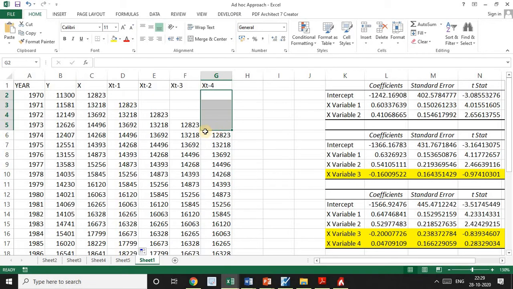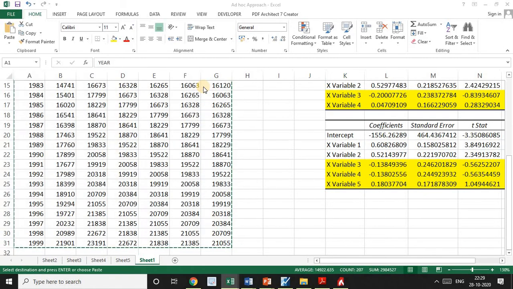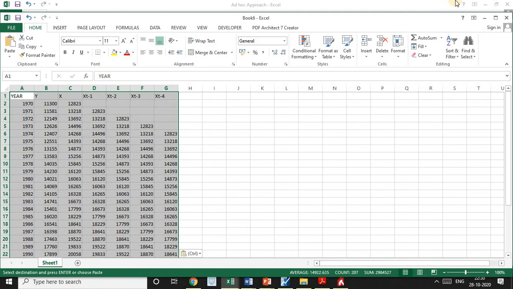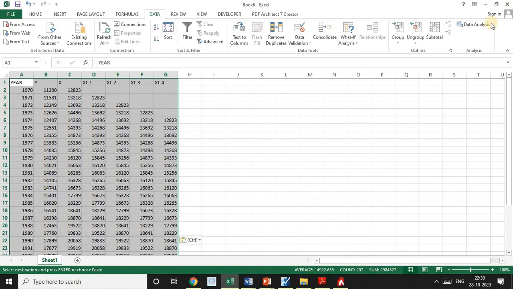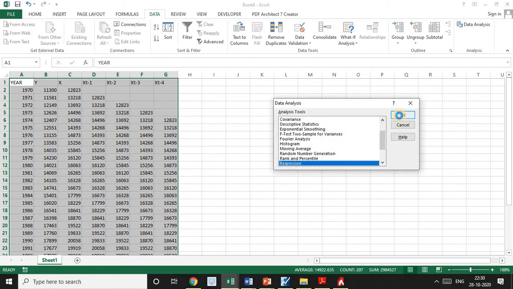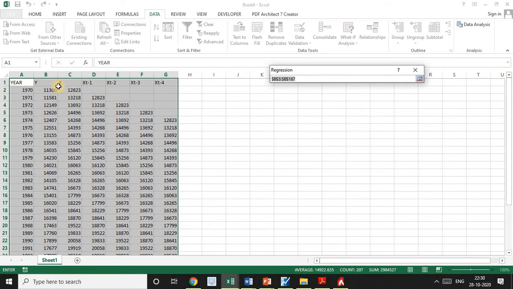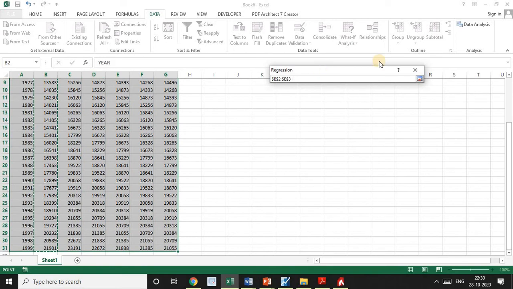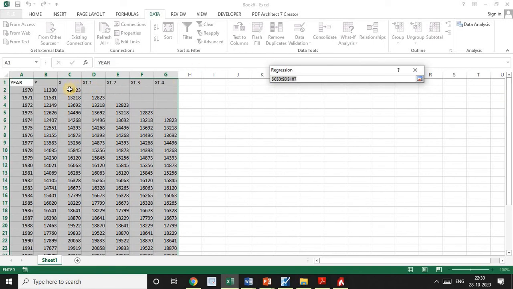Now what you have to do is, let me select this data. I am going to data, data analysis, regression, Y range. This is our Y range. And what I have to do is take only one X first.